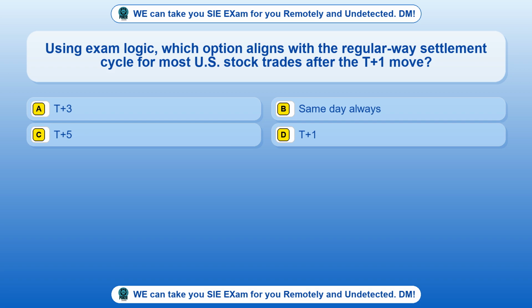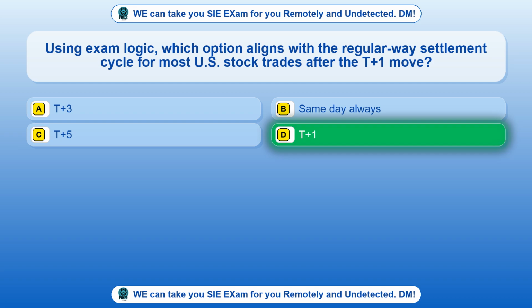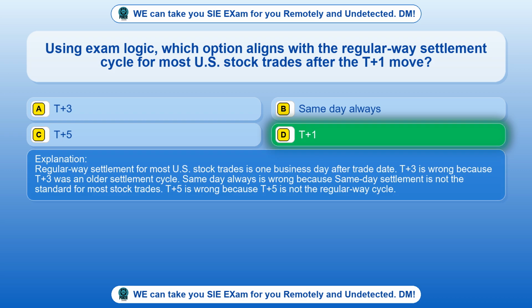Question 44. Using exam logic, which option aligns with the regular way settlement cycle for most U.S. stock trades after the T+1 move? Option A, T+3. Option B, same day always. Option C, T+5. Option D, T+1. The correct answer is option D, T+1. Regular way settlement for most U.S. stock trades is 1 business day after trade date. T+3 is wrong because T+3 was an older settlement cycle. Same day always is wrong because same day settlement is not the standard for most stock trades. T+5 is wrong because T+5 is not the regular way cycle.